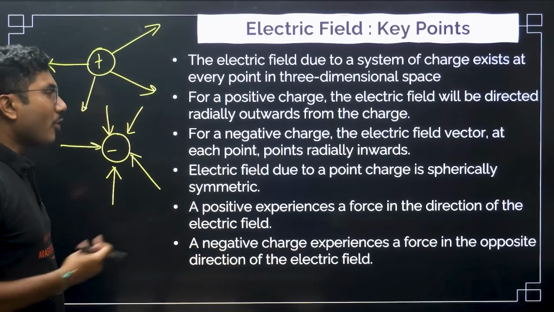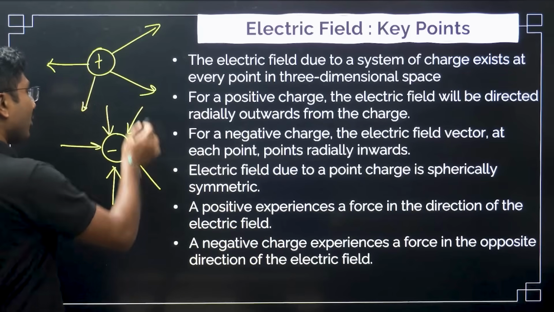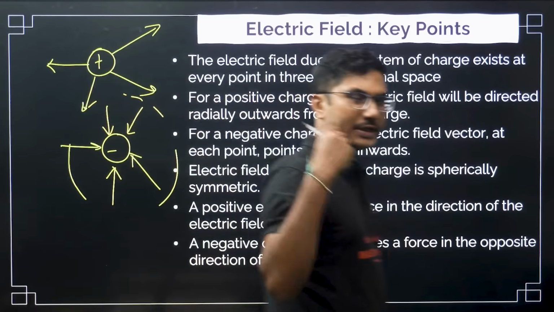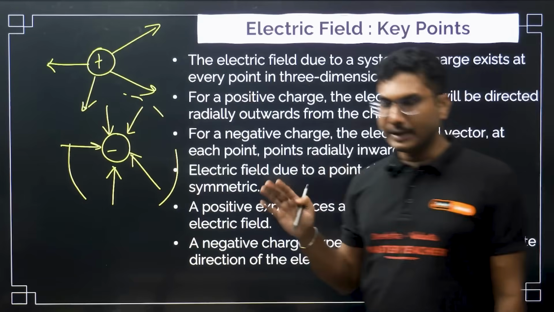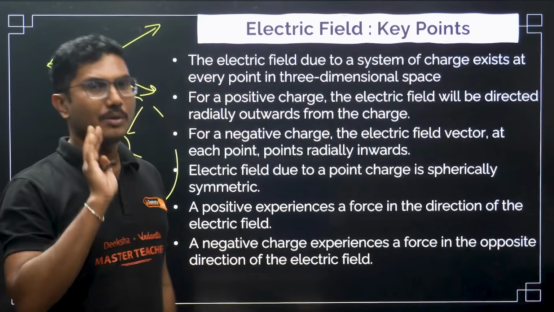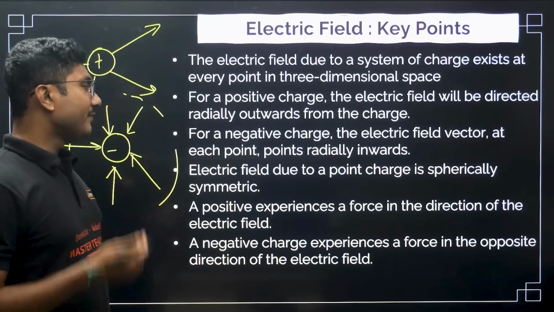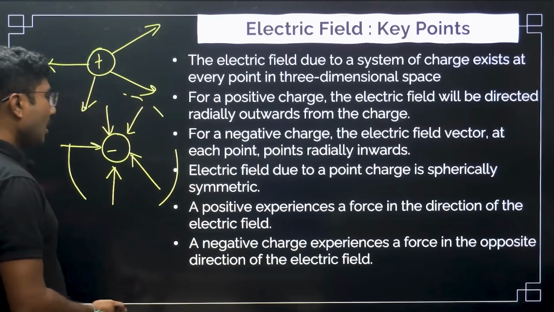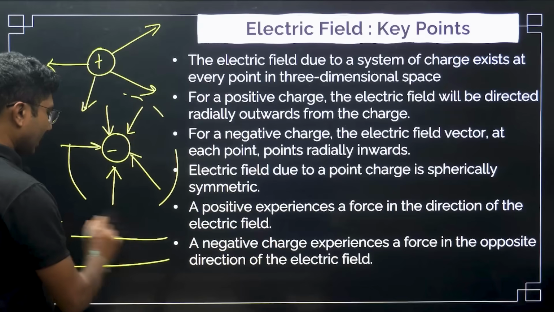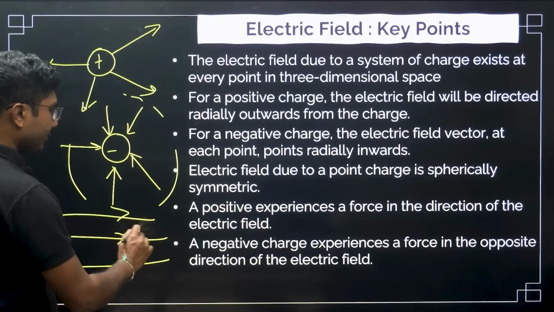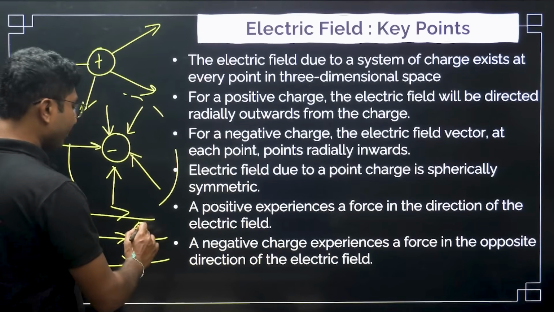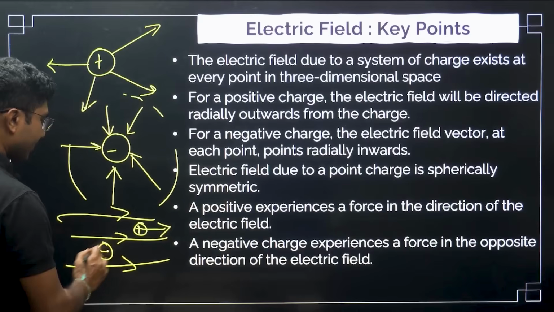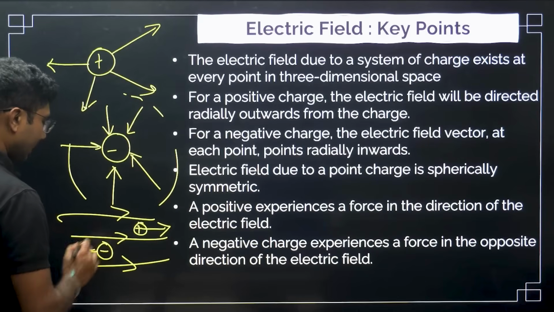Electric field due to a point charge is spherically symmetric. So if you draw a sphere, the electric field will be the same, magnitude wise, at each and every point on the surface. So the electric field is spherically symmetric due to a point charge. A positive charge experiences a force in the direction of the electric field. So if you have an electric field like this and you keep a positive charge, it will experience a force in the direction of the electric field, and a negative charge will experience a force in the opposite direction of the electric field.